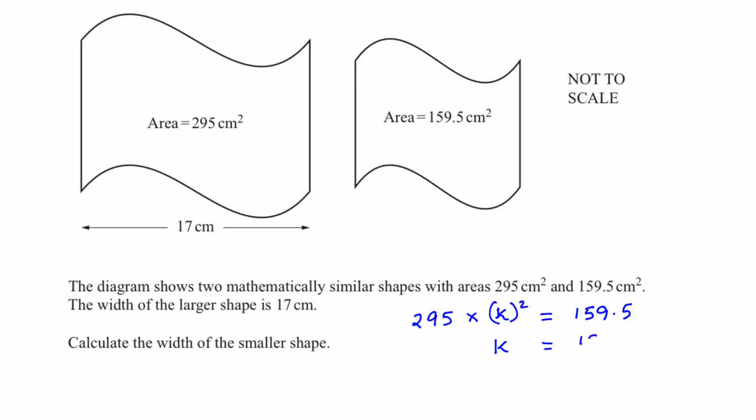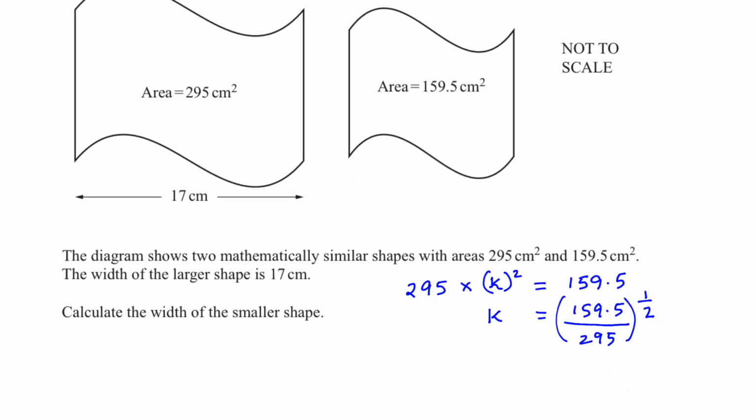So k is equal to 159.5 over 295, and the square that which we had with the k will become the square root. When you put this in the calculator, you will get a decimal. So it's better to leave it the same way, don't change it. And then we have to find the width of the smaller shape. So 17 times k, which is 159.5 over 295 to the power of half, will give us 12.5. So the width of the smaller shape is 12.5 centimeter.